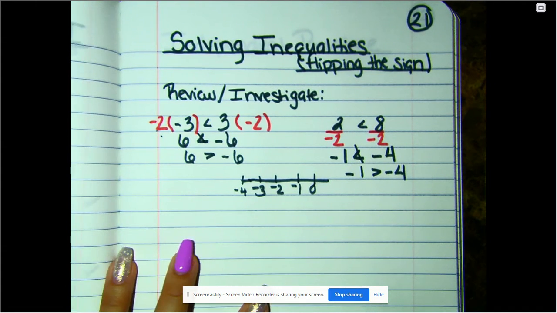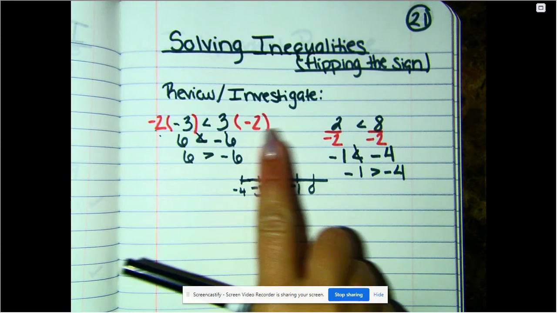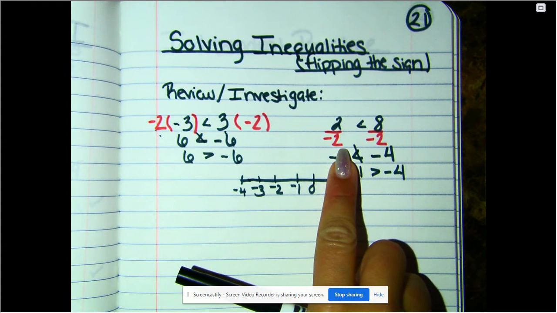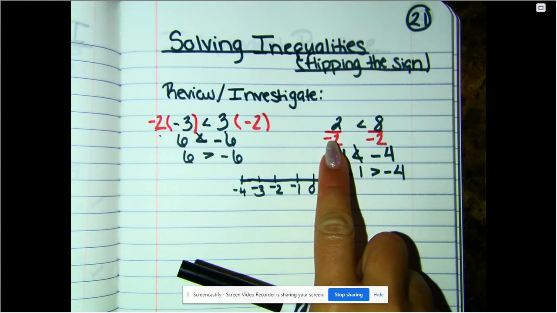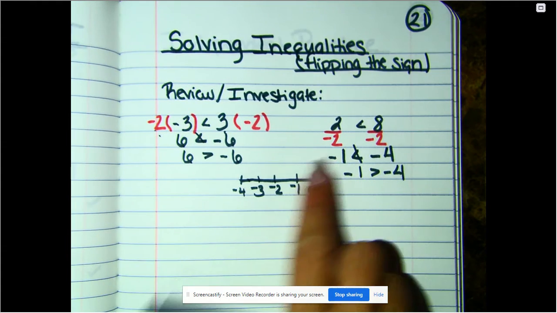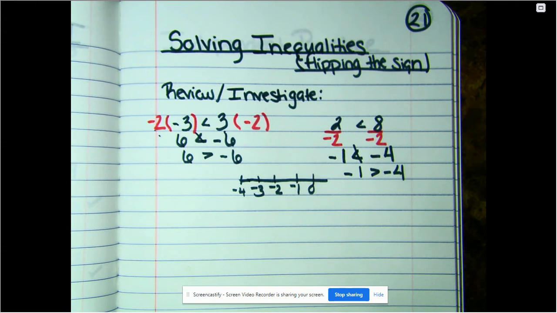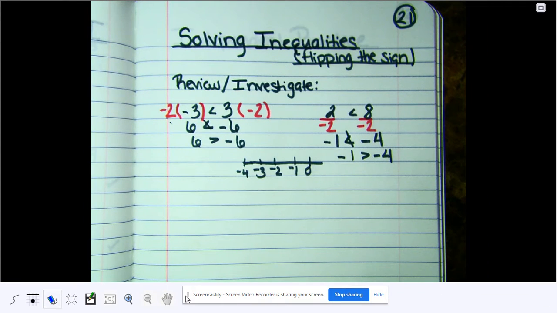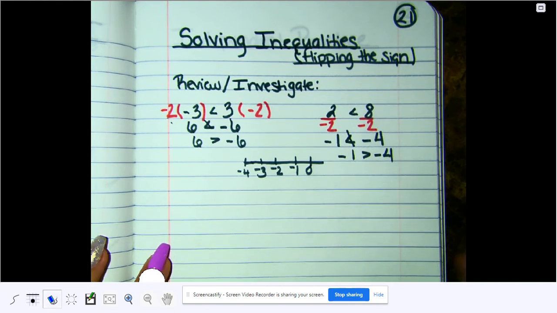So with that being said, anytime that we multiply or divide by a negative number, where dividing by a negative means the negative is on the denominator, you need to reverse and flip that inequality sign. Okay, so let's take a look at a couple examples.